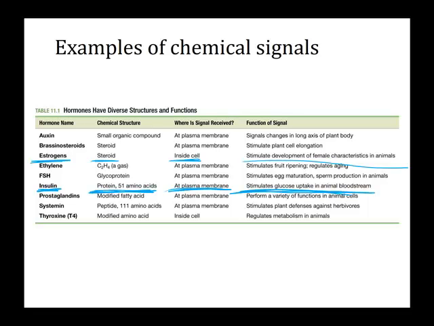So you do not have to know any of these for this class, but if you end up going into medicine, you will have to know thyroxine, you'll have to know prostaglandins, insulin, follicle-stimulating hormone, and certainly estrogen. All these other ones, ethylene, cytokinin, auxin, brassinosteroids, those are actually for plants.